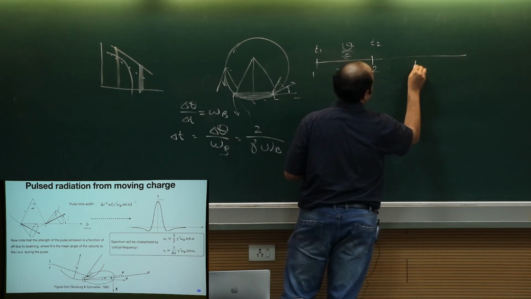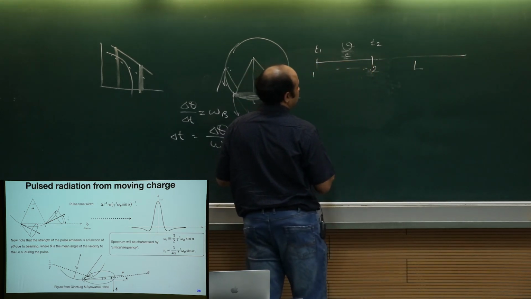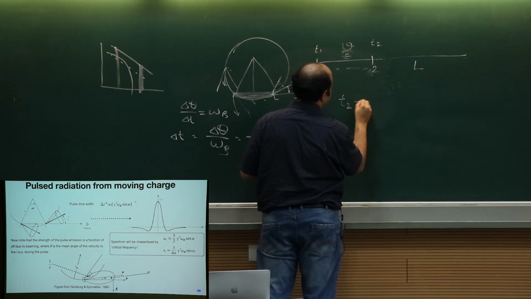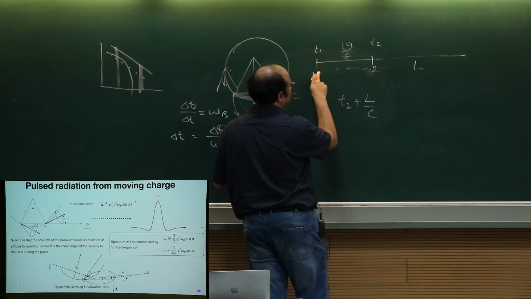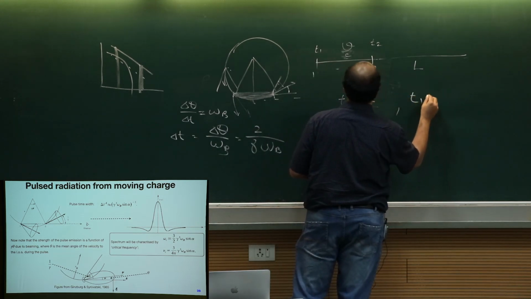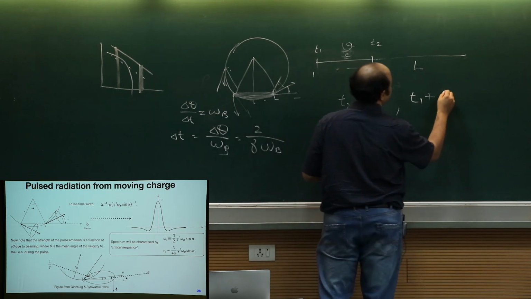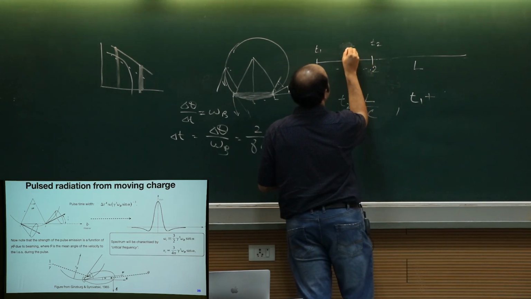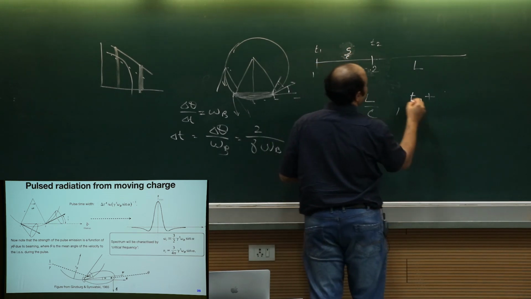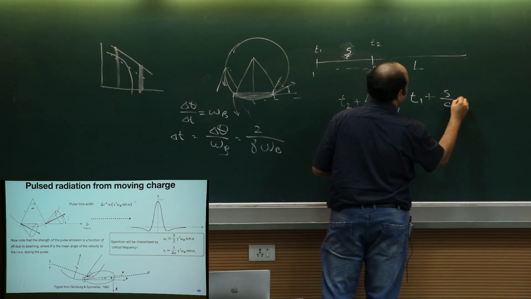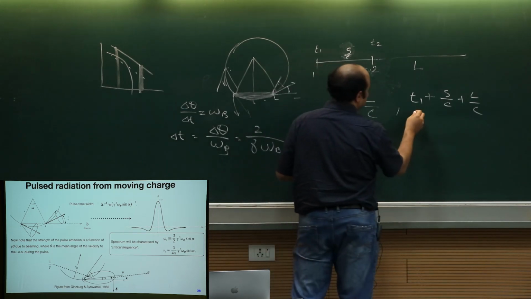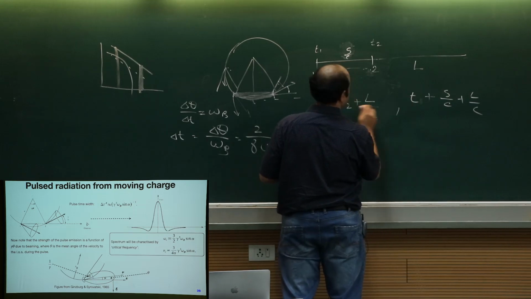And then there is an extended distance to the observer. So the arrival time for the radiation from here to the observer is T2 plus L by C, and from here to the observer is T1 plus S by C plus L by C. Approximate just a constant linear velocity. So this is T1 and this is T2, yes.